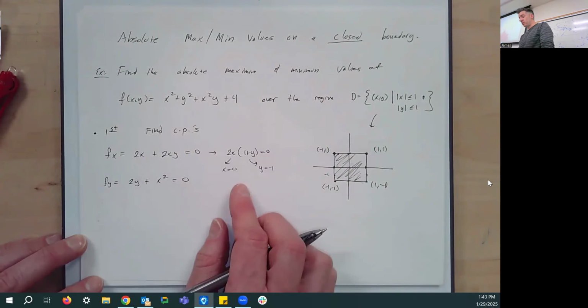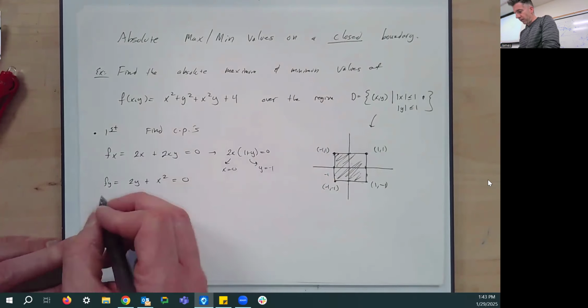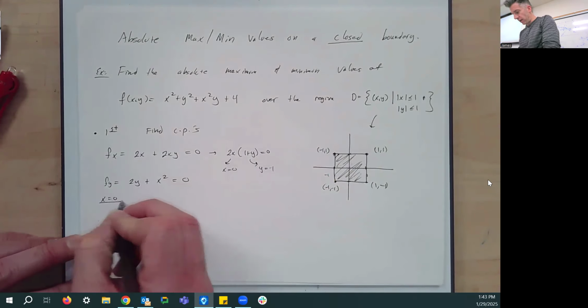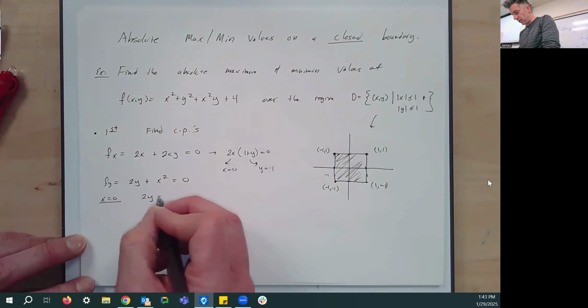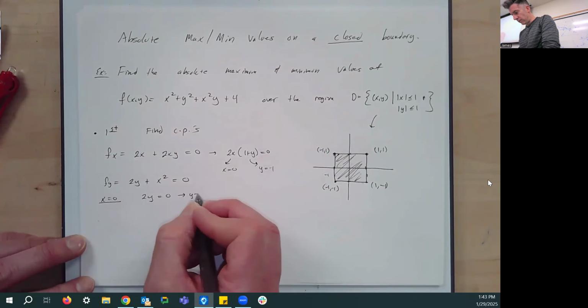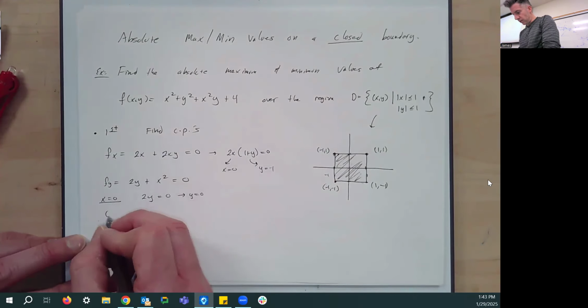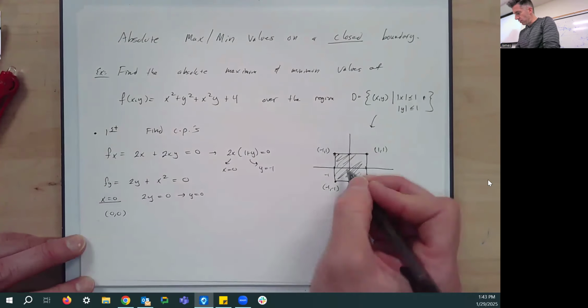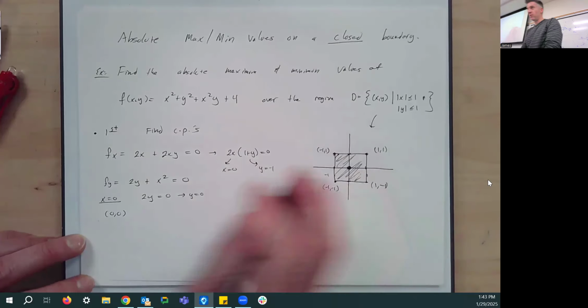Plugging either one of those into the other equation, if I plug in x equal to 0, I get 2y plus 0 equal to 0, which gives me y equal to 0. So I have (0, 0) as a critical point. Right smack dab in the middle.